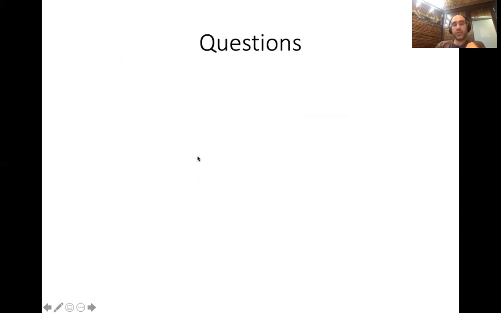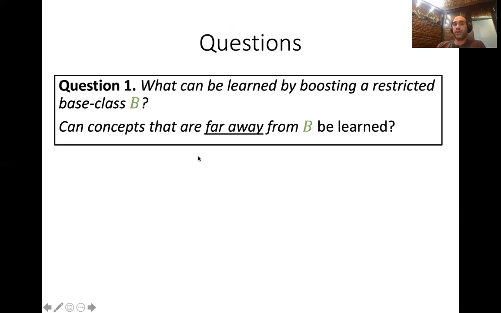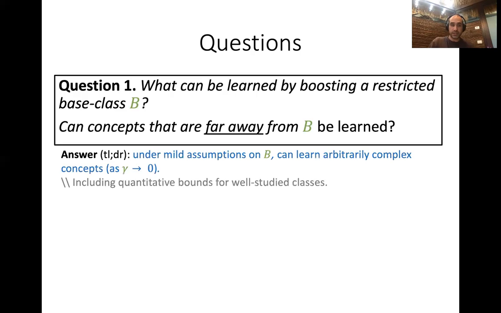So the questions we consider are, first of all, in terms of expressivity, given a simple base class B, what concepts can be learned? Can at all one learn concepts that are far away from B? Can you really do interesting boosting under this assumption that the base class B is limited? And the answer is yes. The answer is that under very mild assumptions that are essentially satisfied by any non-trivial class considered in the literature, yes, you can approximate arbitrarily complex concepts using boosting with an agnostic learner for B.